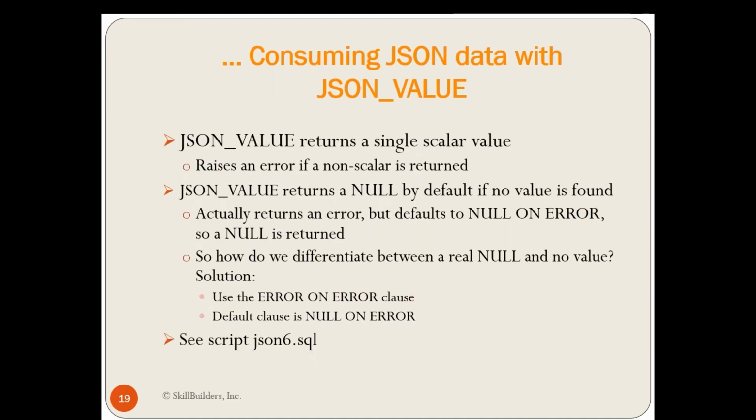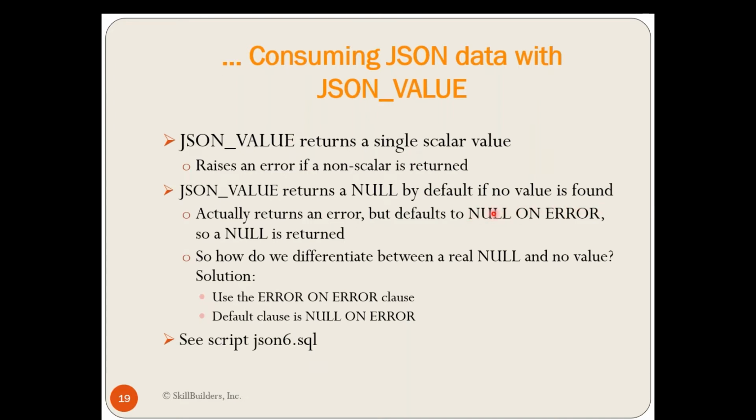Okay. JSON_VALUE returns a null if no value is found. We know that dot notation always returns a null, but JSON_VALUE also returns a null if no value is found. Well, Jeff, what's the advantage? It's the same problem that dot notation had. Well, not quite. It's returning a null, but it's really returning an error, but the error defaults to null on error.